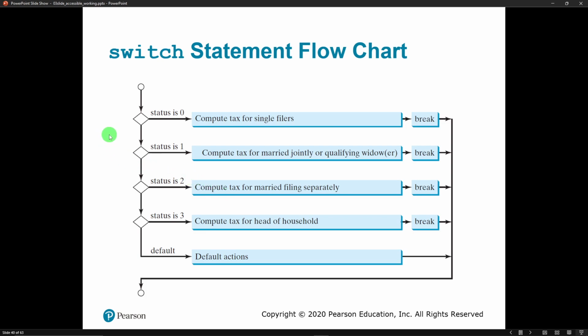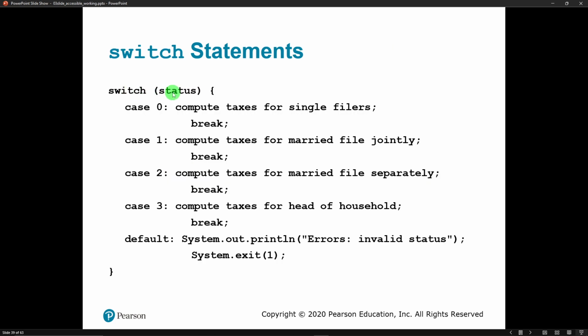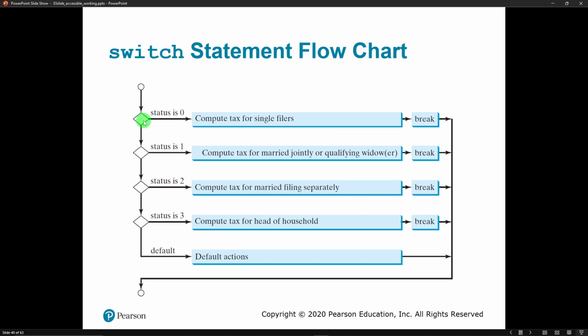Well, let's look at a flow chart. So there's our diamond decision structure. We're basically taking whatever status we have, testing to see if it's 0, we do this one. If it's 1, we do this one. If it's 2, we do this one. Each one of them flows to a break. Once it hits the break, the program ends. So this is a flow chart. The diamonds are shrunk down a little bit here.